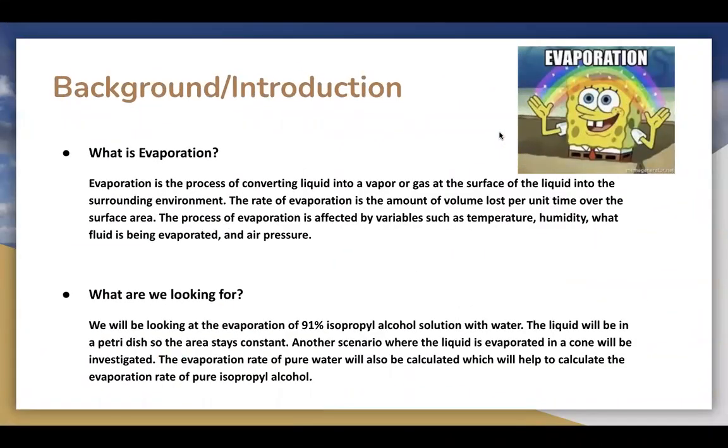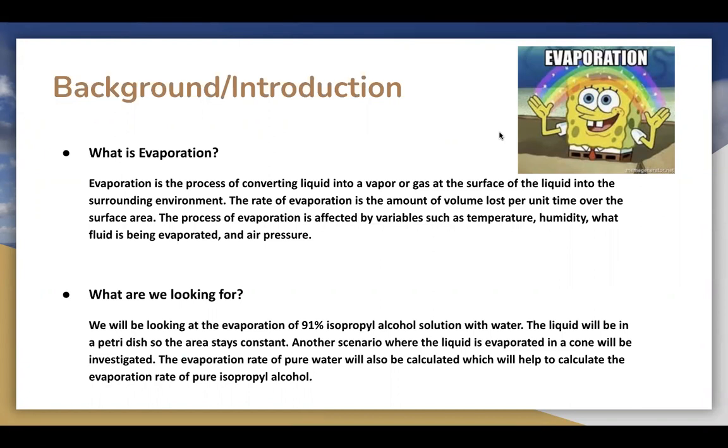So a little bit of background and intro to what we are going to be presenting on. What is evaporation? Evaporation is the process of converting a liquid into a vapor or gas at the surface of the liquid into the surrounding environment. The rate of evaporation is the amount of volume lost per unit time over a certain surface area of the liquid that is evaporating. Evaporation is a complex process that is affected by many variables such as temperature, humidity, what fluid is being evaporated, and the air pressure surrounding the liquid.